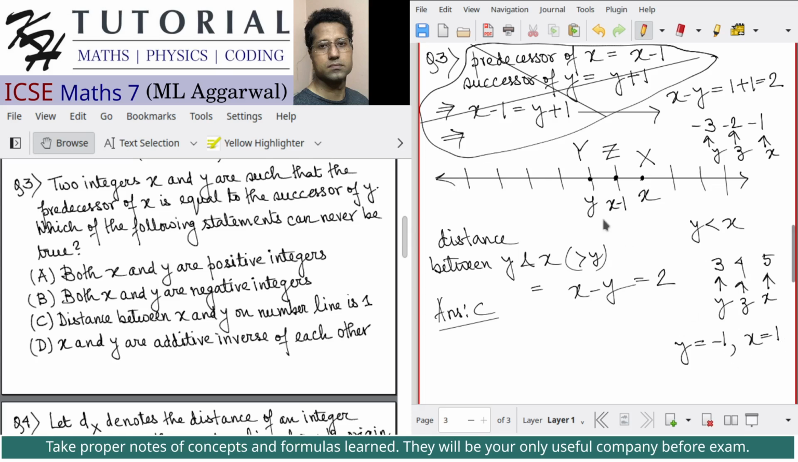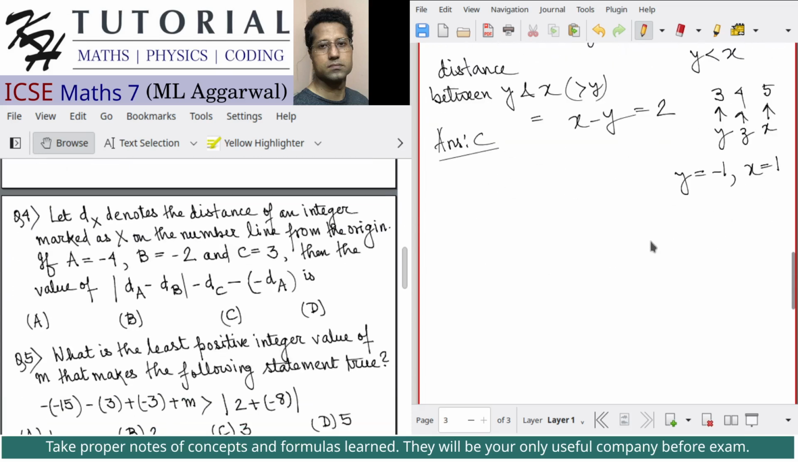Okay, let's see the next question. Question number 4. It says: let dx denote the distance of an integer marked as x on the number line from the origin. If a is equal to minus 4, b is equal to minus 2 and c is equal to 3, then the value of the absolute value of dA minus dB minus dC minus dA is. So basically we have to find all the values of dA, dB and dC.